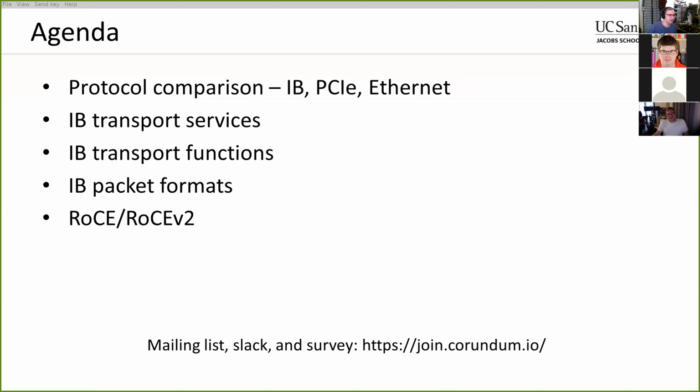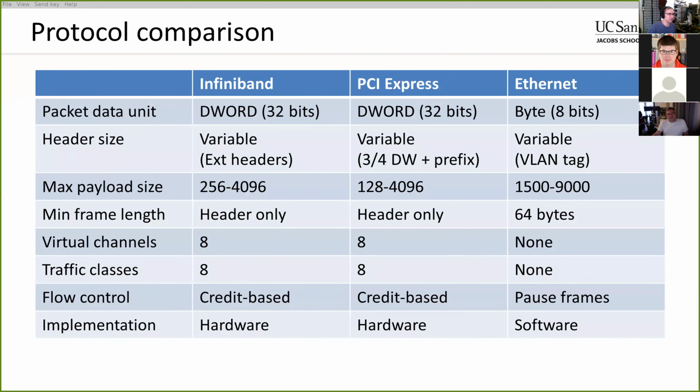All right, so moving on to a quick comparison of the protocols. InfiniBand, unlike Ethernet, is a D-word based protocol, so it's quite similar to PCI Express in that regard. You might be wondering, why did I put PCI Express on here? Well, if you take a look at the table, it should become pretty clear. InfiniBand and PCI Express share a lot of similarities. The fact that the protocol is D-word oriented is one of those similarities.